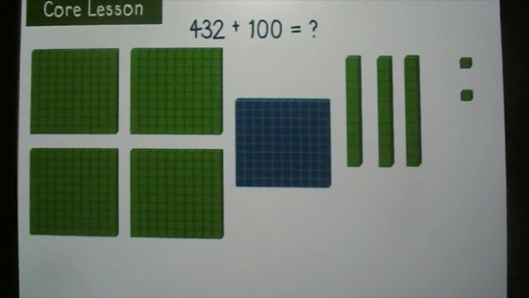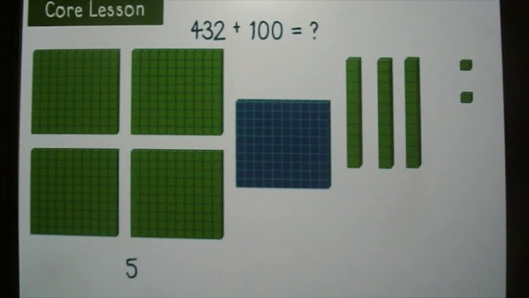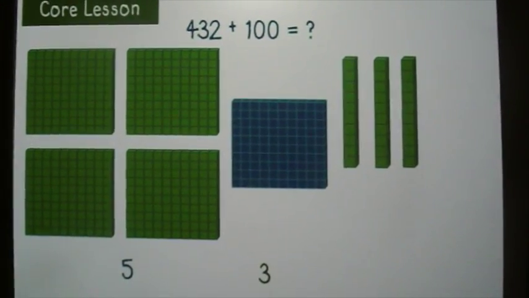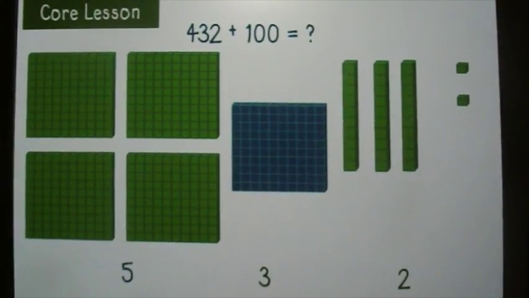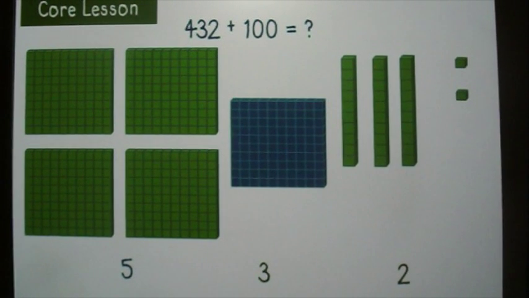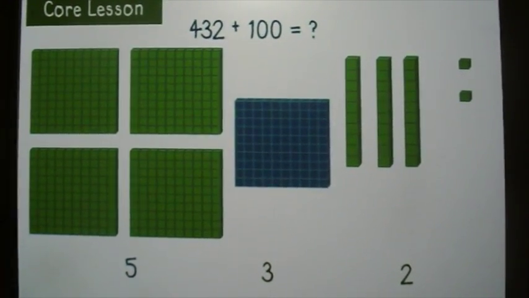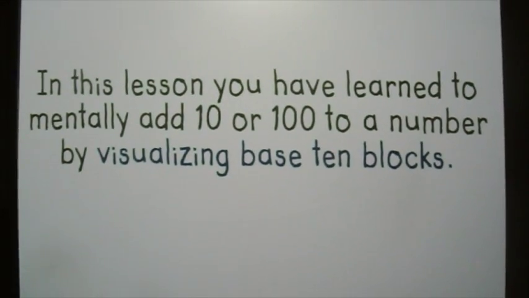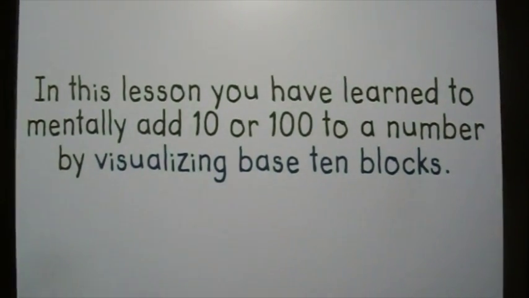So if I add 100, my hundreds place will get bigger by 1. So now I have 5 hundreds, 3 tens, and 2 ones. So 432 plus 100 equals 532. Again, my hundreds place, because I added 100, got larger by 1. In this lesson, you have learned to mentally add 10 or 100 to a number by visualizing base 10 blocks.